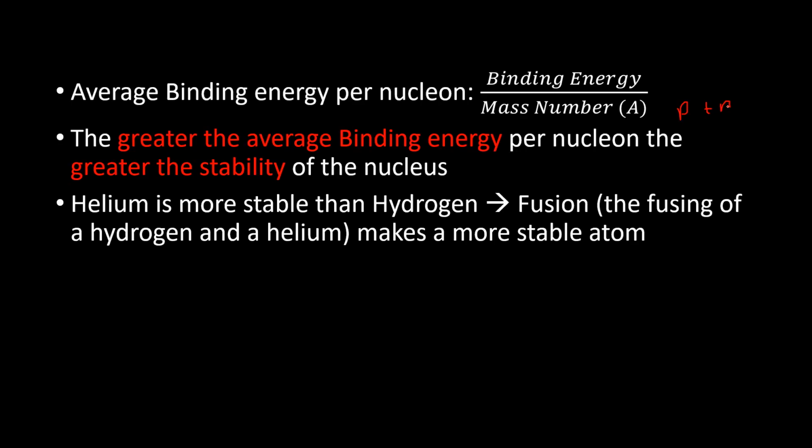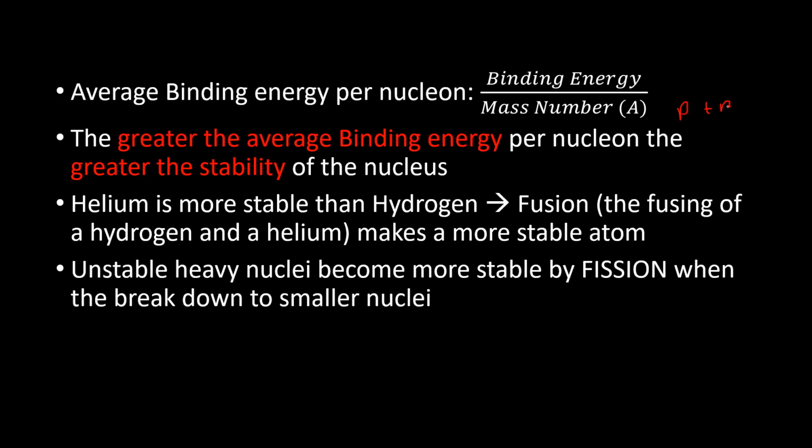So helium is more stable than hydrogen, and in a fusion reaction, hydrogen fuses to make helium, an even more stable atom. Uranium, which is a very heavy nucleus, is very unstable. Uranium goes through fission and breaks apart into smaller, more stable nuclei that have a greater average binding energy.